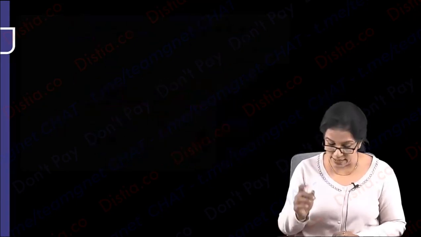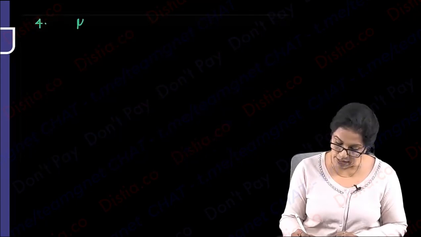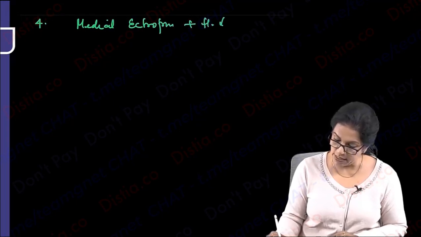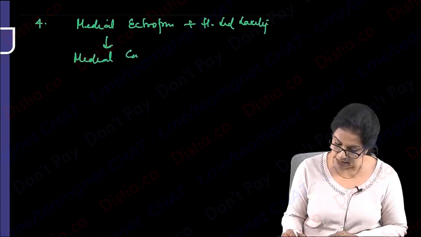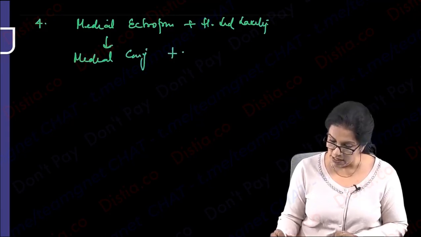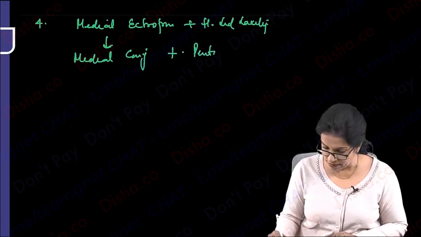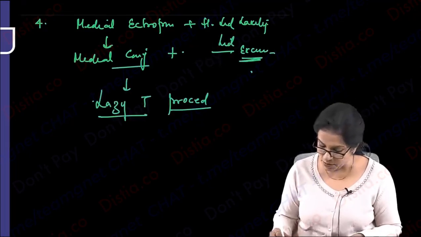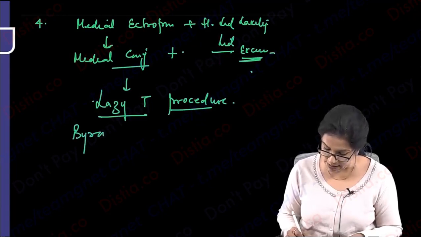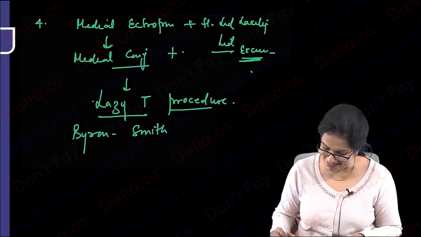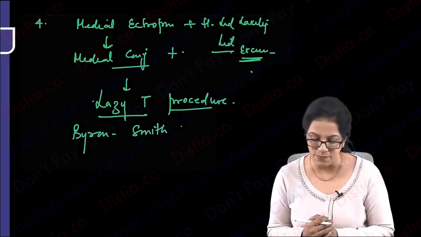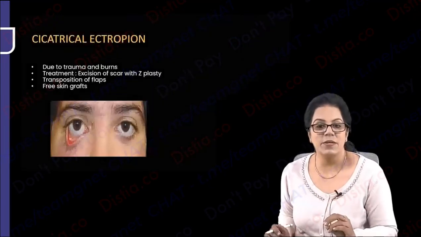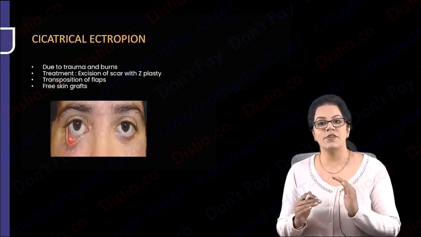Okay, and sometimes another situation can be that along with a medial ectropion, you are also having horizontal lid laxity. If this is the case, you go for medial conjunctivoplasty and you also have to go for the lid excision. You may choose to go for pentagon excision to manage the laxity as well. And this is the Lazy T procedure, or the full name is Byron Smith Lazy T procedure. So this was about your different procedures done for ectropion.